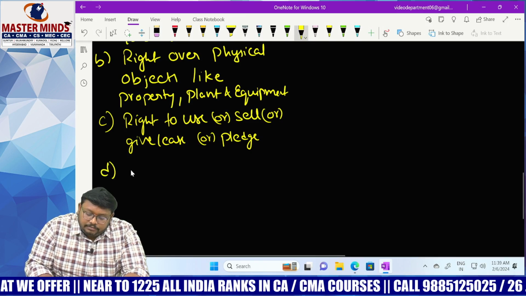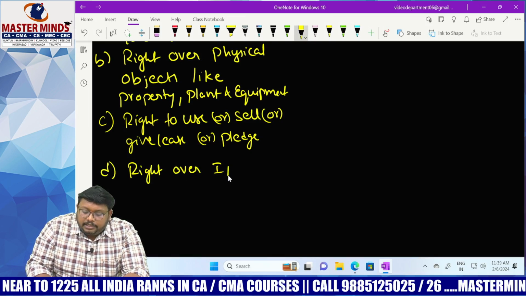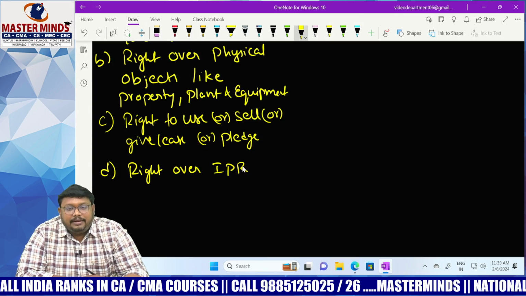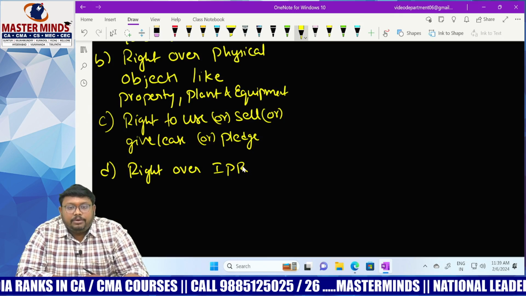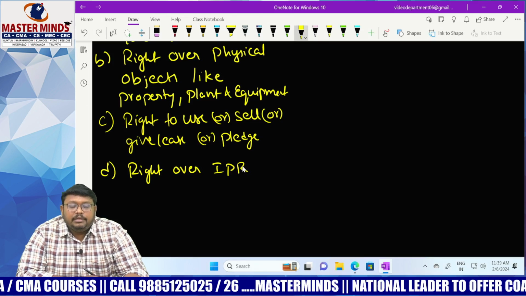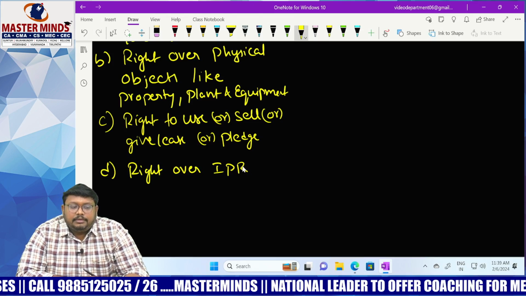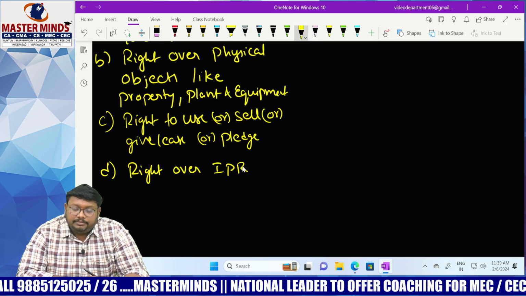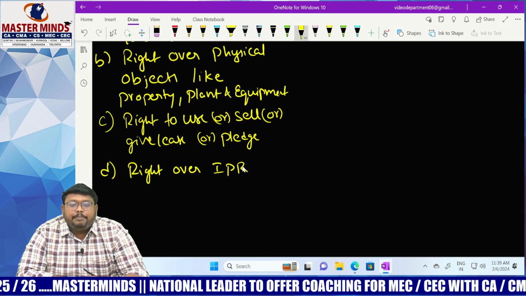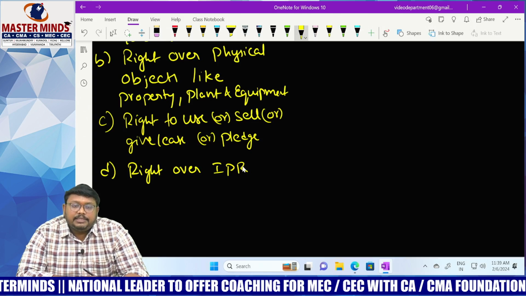Okay, so next one, last one: right over intellectual property rights. Intellectual property rights, we have patent rights, copyrights, whatever. So it is your intangible assets. For example, you have some patent rights. Say you generated one formula and you have taken a patent right against it. No one can use that formula until you give permission. So that means it is an asset for you.